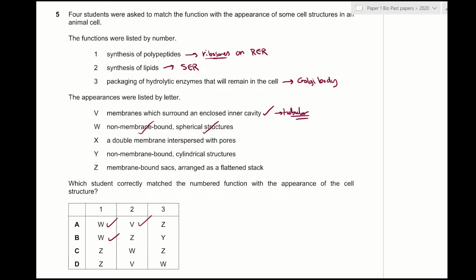Now, for 3, we have either Z or Y. Let's look at Z. Membrane-bound sacs arranged as flattened stacks. As we all know, that Golgi body are made of many flattened sacs, arranged as a coin structure almost. Therefore, Z is going to be correct and the answer is going to be A.